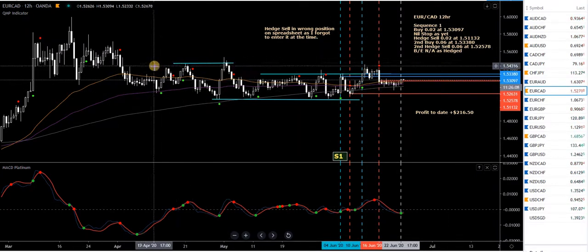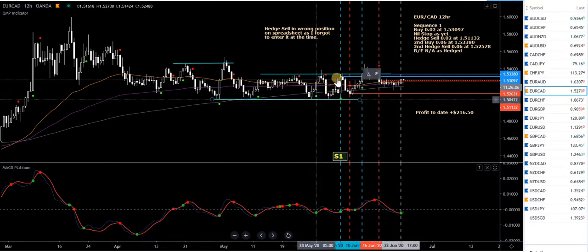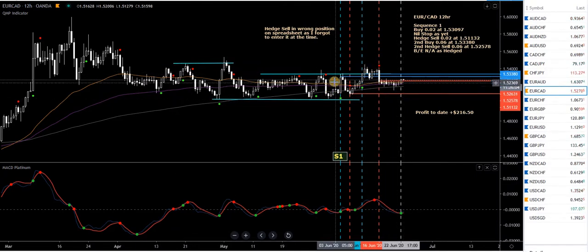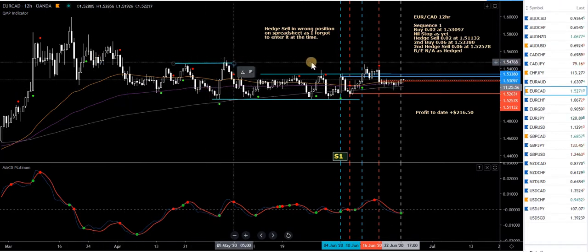If you see blue trend lines like this, it just means it's like support resistance. As you can see, it's pretty range bound, this pair. The Euro CAD has been for a while. These are 12-hour charts, so two of them make up one day, so that's a lot of sideways action.